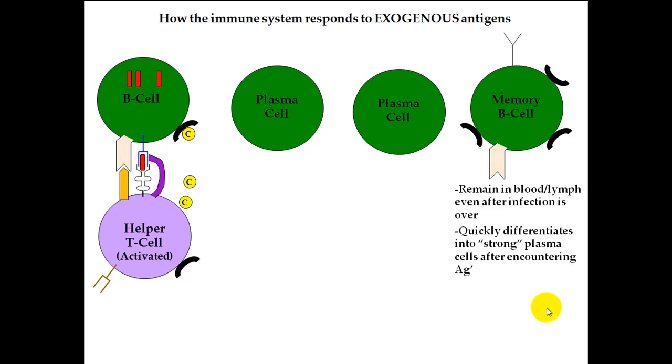And again, if these memory cells happen to see that same antigen in the future, they are able to quickly differentiate into strong plasma cells that can then quickly get rid of that antigen. And so we'll say a little bit more about this later, but when these memory B cells see that same antigen in the future, the plasma cells that they become are better equipped to deal with that antigen as compared to these first-line plasma cells that are produced when our body sees that antigen for the first time. So again, these memory cells are really valuable. They, for the most part, prevent us from getting sickened with the same pathogen in the future.